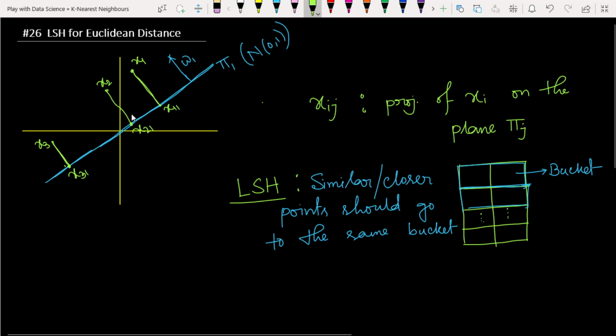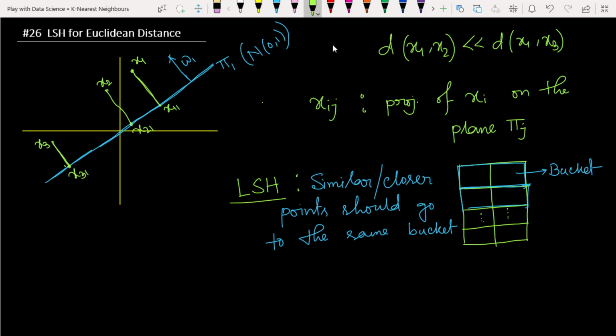And you will also notice that the distance d12 is much closer than the distance d13, if we consider the Euclidean distance. Then d12 will be much closer than d13.